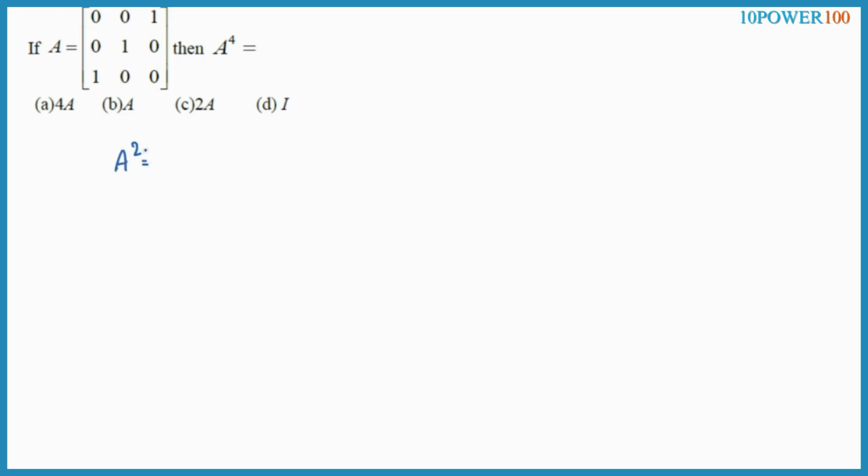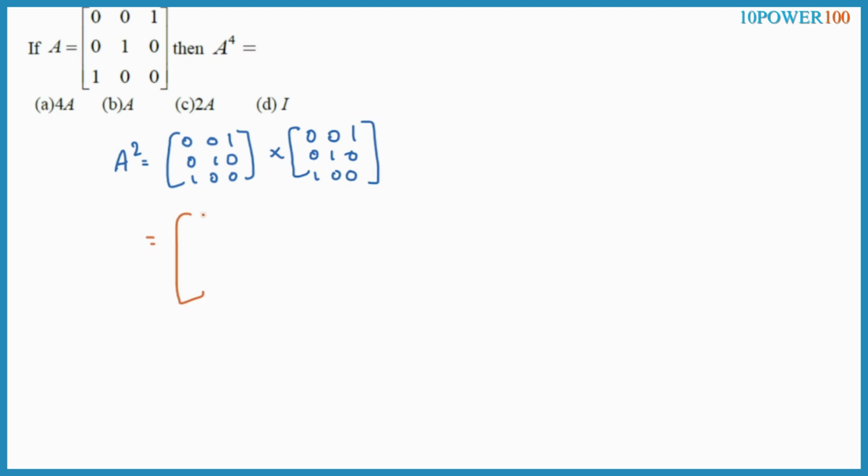A square is equal to A into A, so it is the matrix 0, 0, 1; 0, 1, 0; 1, 0, 0 into the matrix 0, 0, 1; 0, 1, 0; 1, 0, 0. Okay, now if we find A square, we get 1, 0, 0; 0, 1, 0; and 0, 0, 1. Yeah, I did it very quickly, so if you want to check, you just check this once again. So the A square matrix, we got it.